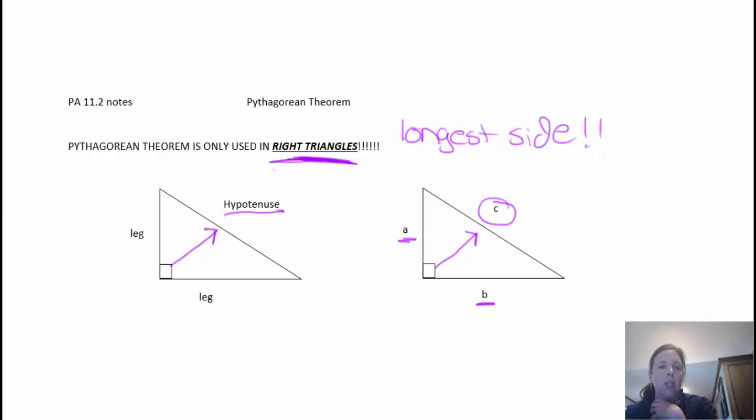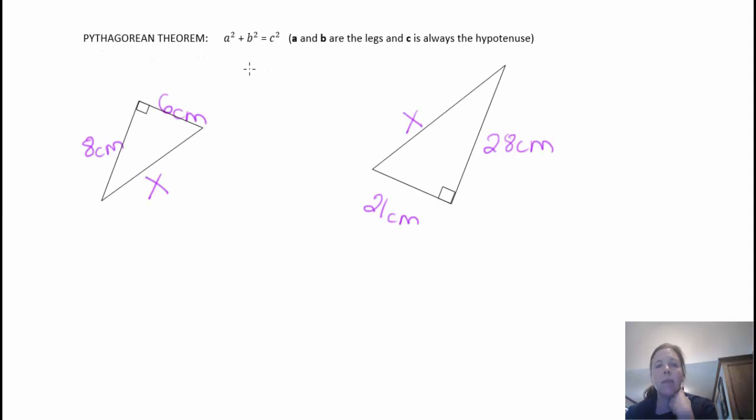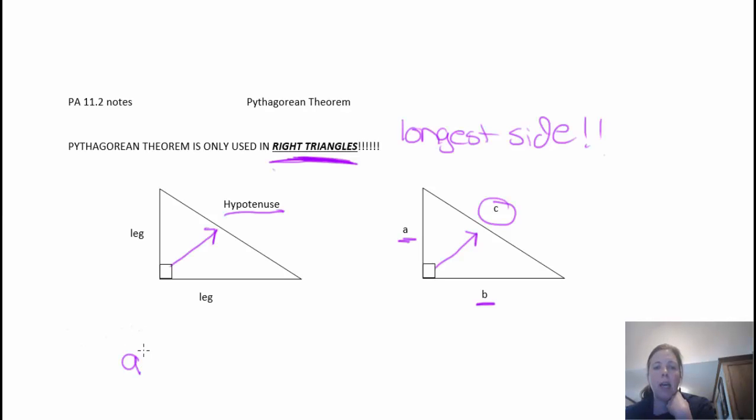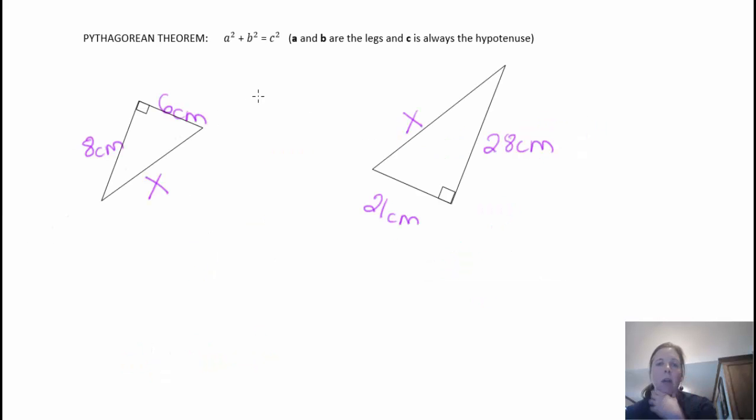All right, so let's do a few, let me show you here. So the Pythagorean theorem is a squared plus b squared equals c squared. It's important that the hypotenuse is always on the opposite side of the equal sign from a squared and b squared. These two are interchangeable. c squared has to be by itself. Okay, that's what's important.